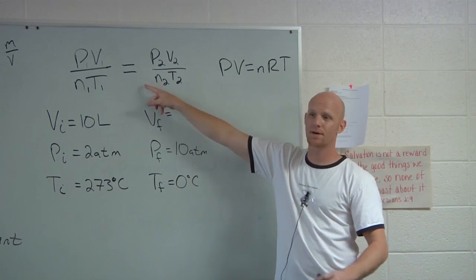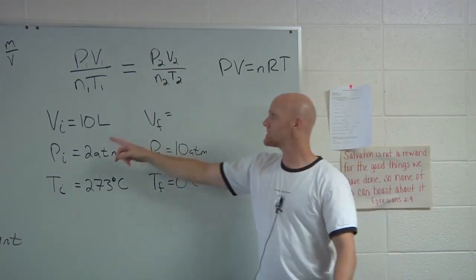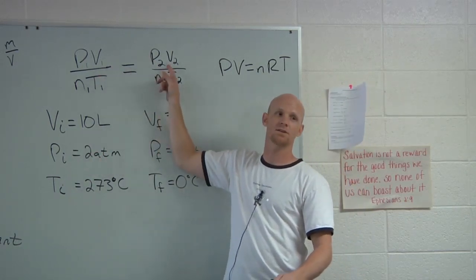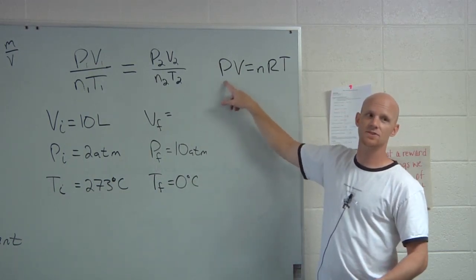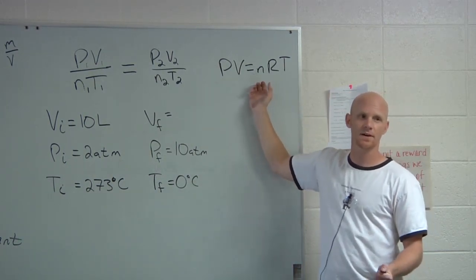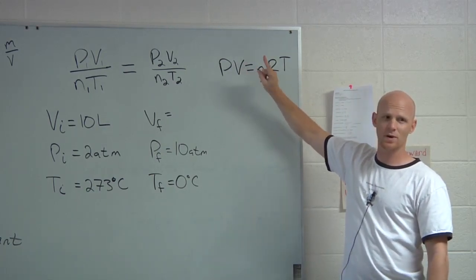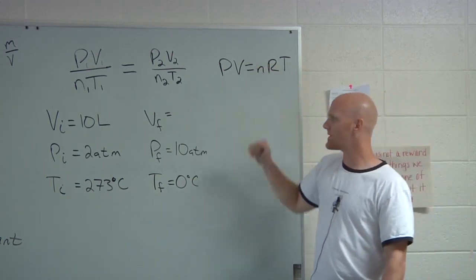The first one, the combined gas law. Why? Awesome. You're given two sets of conditions here. Two sets of conditions is your combined gas law. If you're only given one set of conditions and asked to solve for something, great, then you're going to use the ideal gas law. How many variables in this equation again, the ideal gas law? 4. If I want you to solve for one, what do I have to give you? The other 3. Awesome.